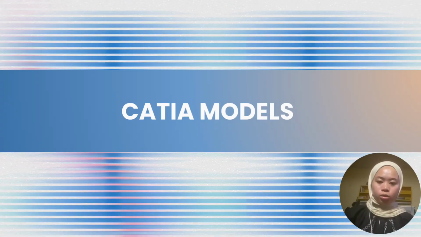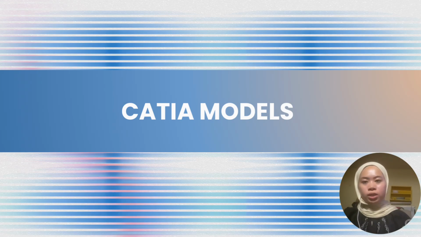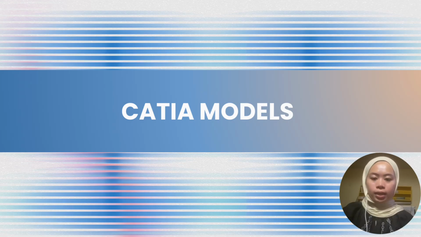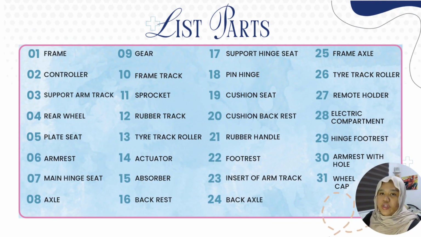Now that we've seen the overall project scope, I'm going to walk through the components that we as a group made in CATIA to build our mini project, the multifunctional wheelchair. Those are the list of components that we designed and drew individually before being assembled into the complete wheelchair.